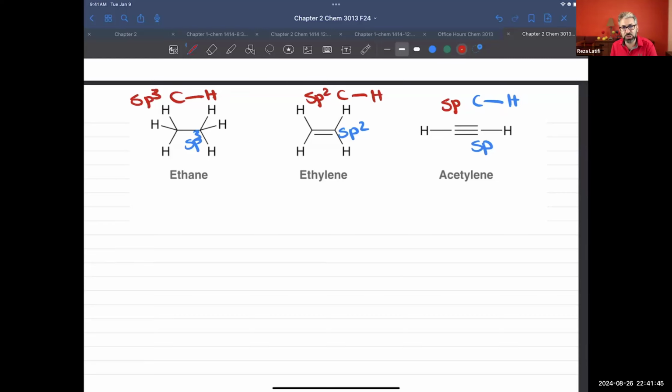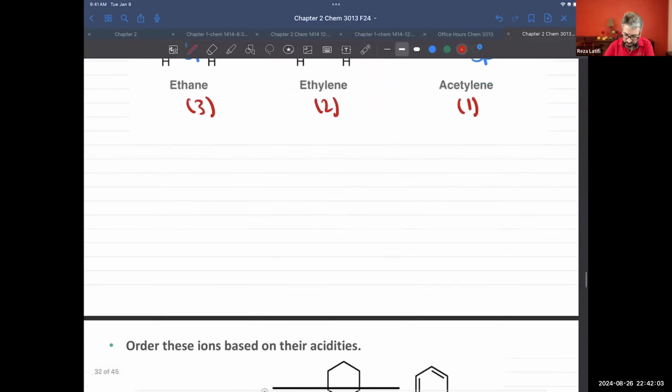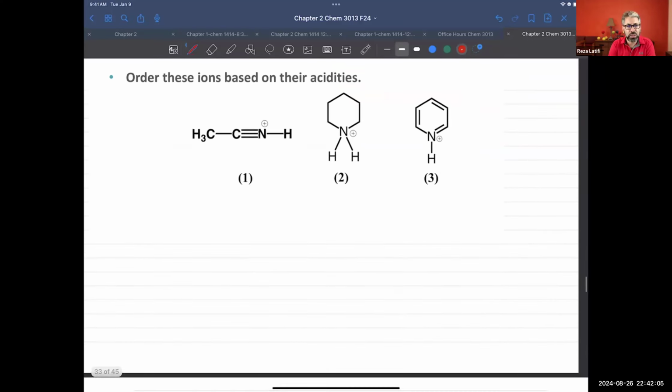Okay, which one is more acidic? This is going to be the trend for them. Let's call this one 1, this is 2, and that one 3. Number 1 is more acidic than number 2, than number 3. And how about this example? This example is going to be for you guys.